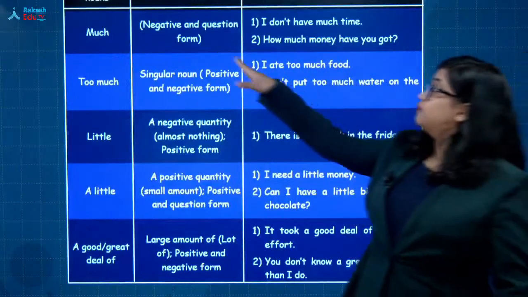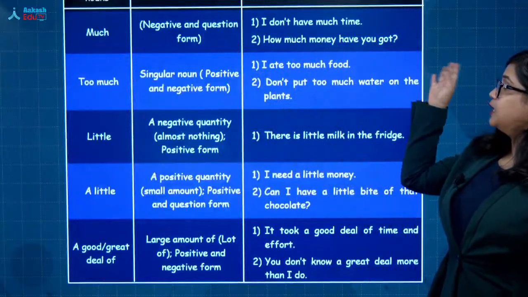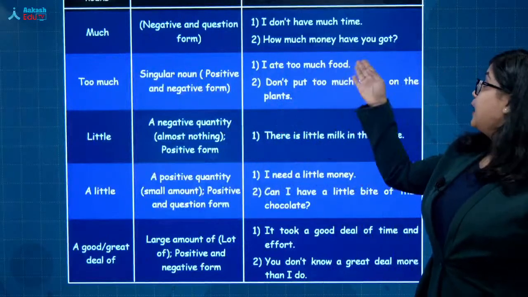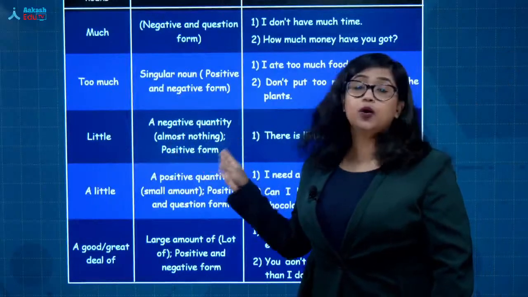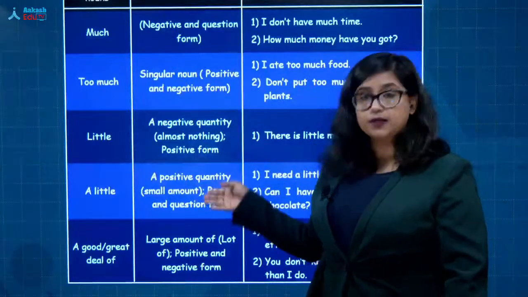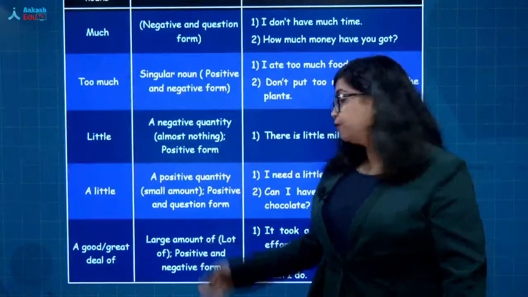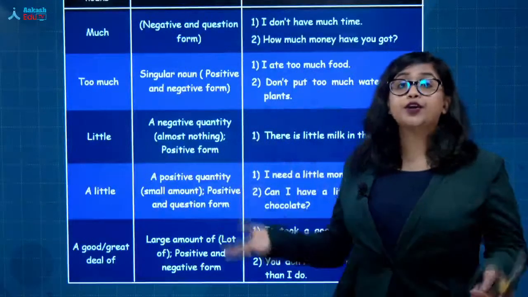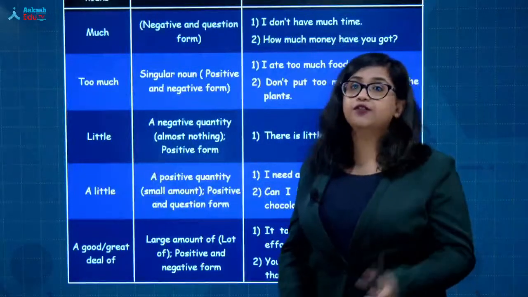Once again, much is used in negative and question form. I don't have much time, how much money have you got? Too much is used with singular nouns, in positive and negative form. I ate too much food, don't put too much water on the plants. Little shows negative quantity, almost nothing, used only in positive form. A little shows a positive quantity and is used in positive and question form. And a good or a great deal of is used to talk about a lot of something, in large amounts, in positive and negative form.